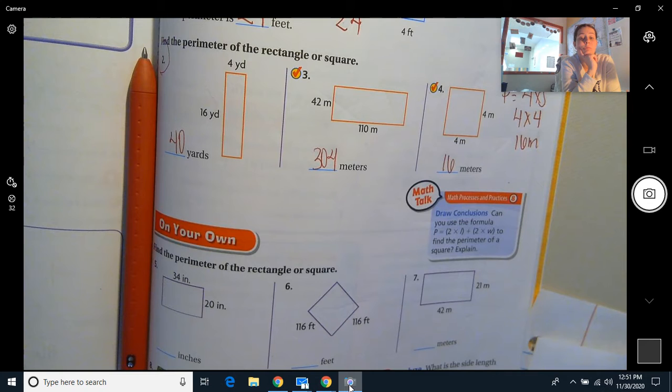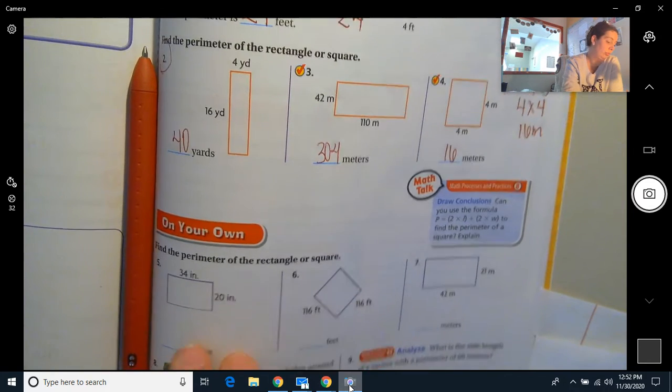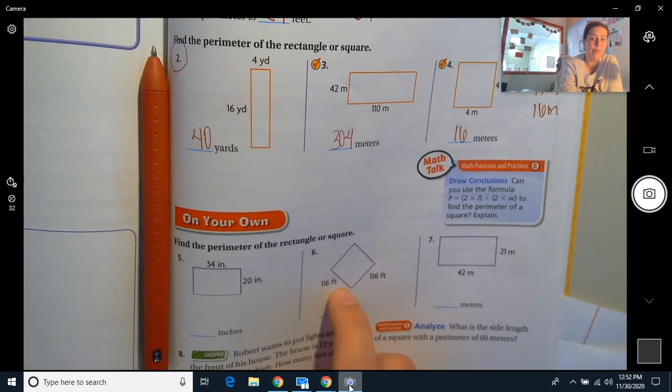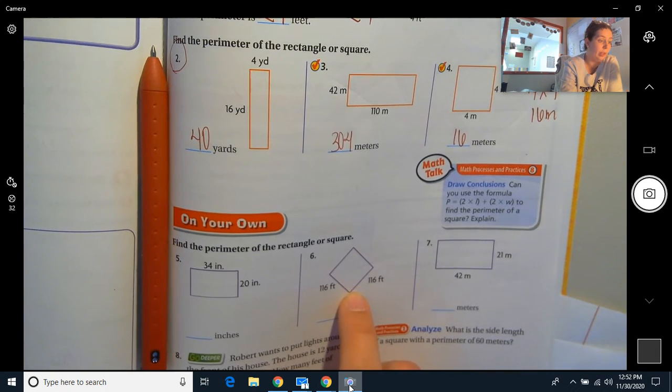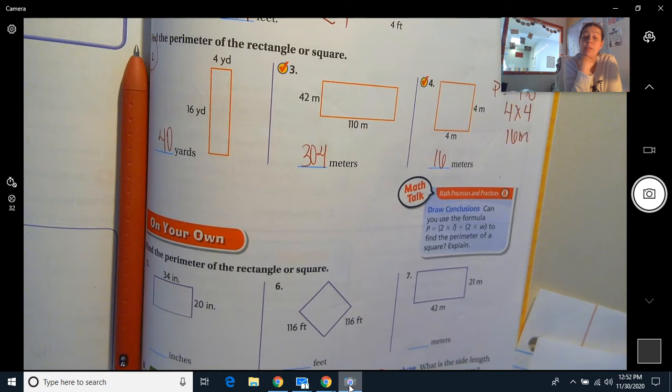Miss Cox. What, buddy? Do we make up our own on 6 because there's no numbers? There's 116 feet. And this is a square. So what formula would I use? 4 times S. So 4 times 116.